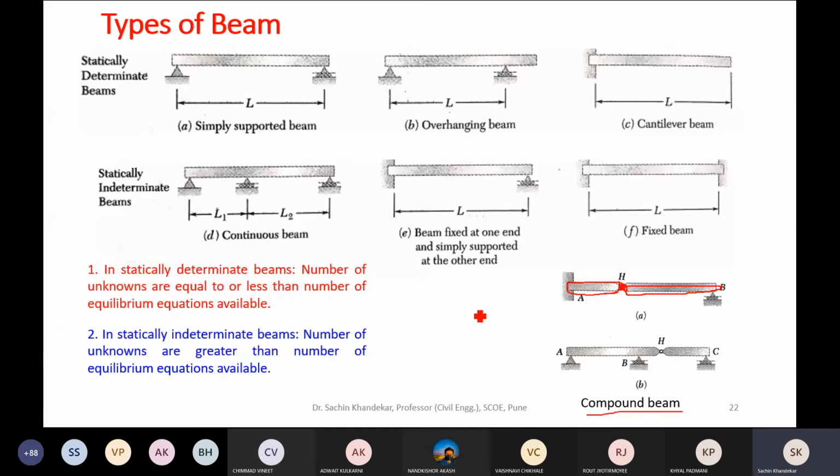So this internal hinge means what? It is just like a ball and socket arrangement, just like the mirror of your two-wheeler vehicle. I hope all of you are aware of this ball and socket arrangement. Something like this. So this is the ball inside, and this is what we can support.